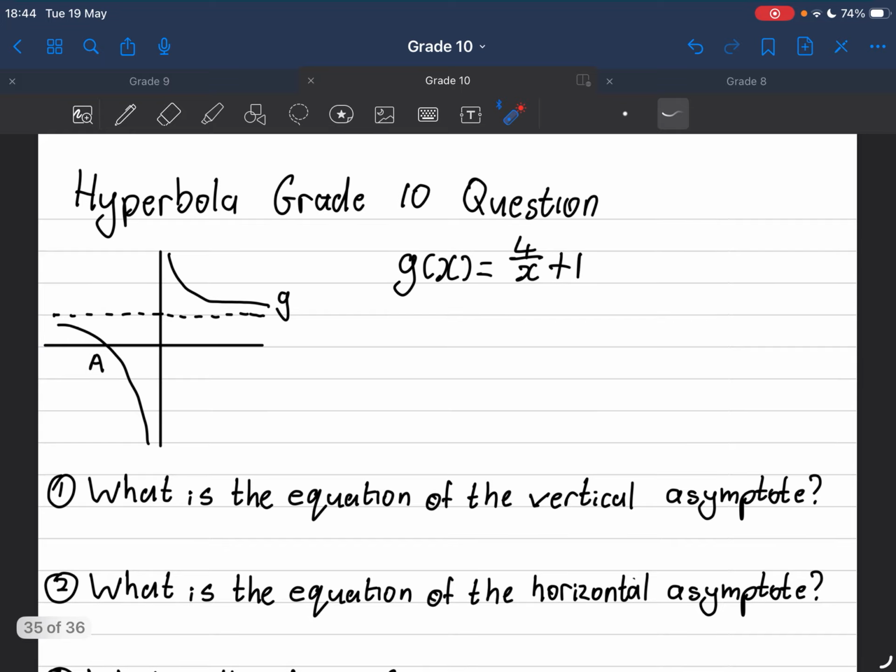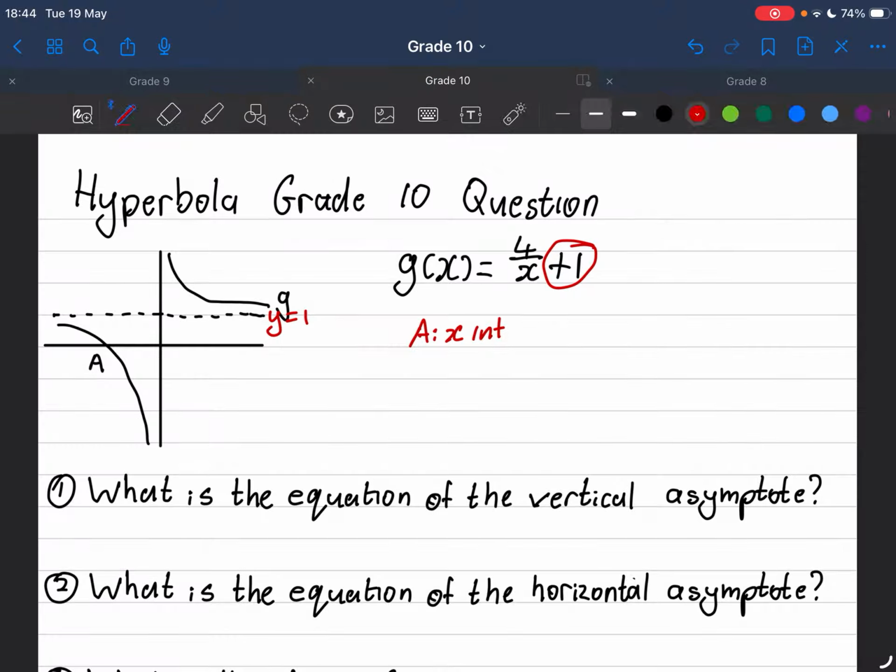But before that, let's just update our graph with what we know. So this plus 1 means that we have a value here of y is equal to 1. This coordinate we know is an x-intercept. Right, so we just made a few notes and we're going to start with our question.